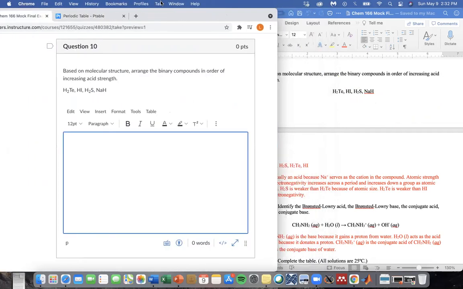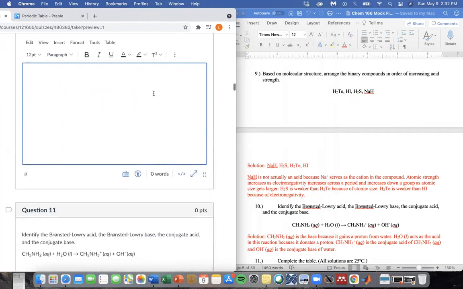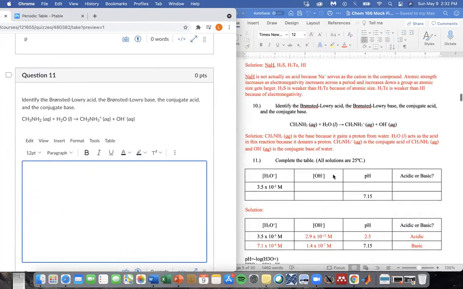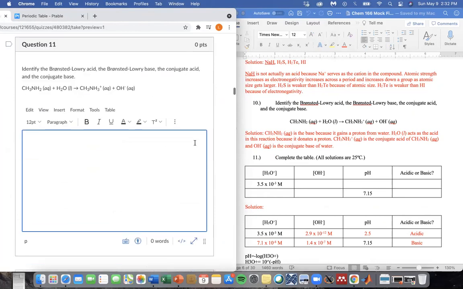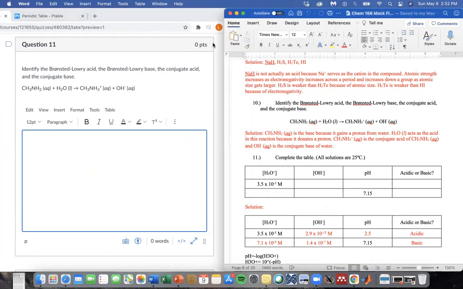Okay, so for the next one here, we just have to identify the Bronsted-Lowry acid, the Bronsted-Lowry base, and the conjugates. We look to the left side of the equation to identify the acid and the base. You know that water can act as either the acid or the base, so you have to determine if this CH3NH2 is an acid or a base.